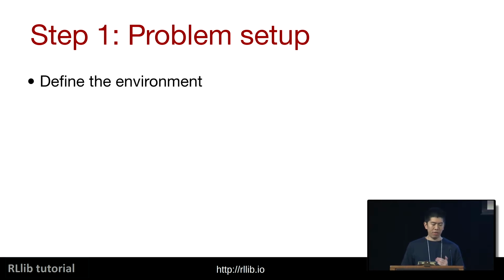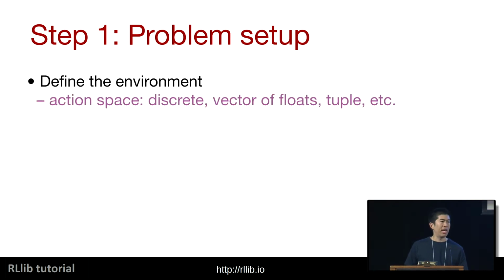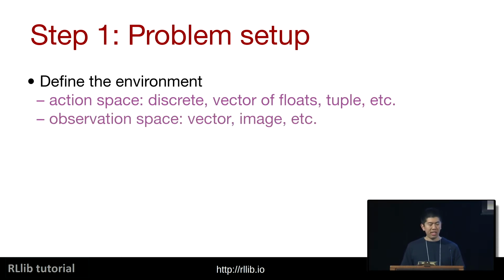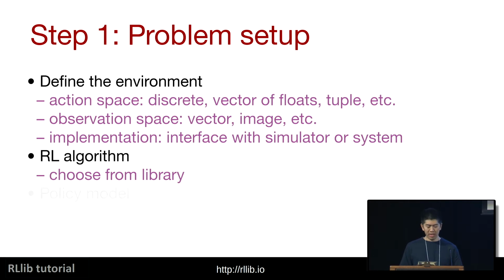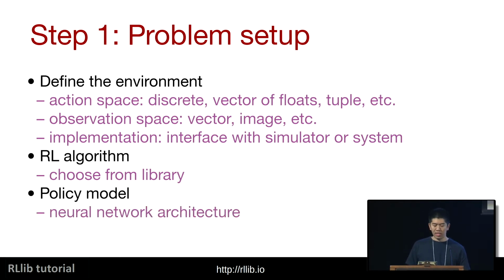So the first step, and actually this is the most important step for most applied problems, is the problem setup. So you need to define the environment, what types of actions your agent can take. This might be a simple choice of a couple actions, or it could be a vector action or a more complex action space. You need to define the observations your agent is going to see. It could be just a numeric vector, an image, something more complicated. And of course, you have to actually implement this environment yourself. And then you have to choose an RL algorithm. Hopefully, you're choosing it from a library. And you need to define a policy, some neural network architecture for your agent.